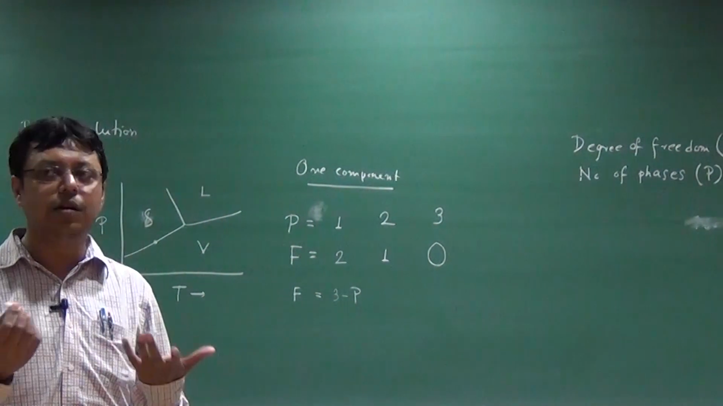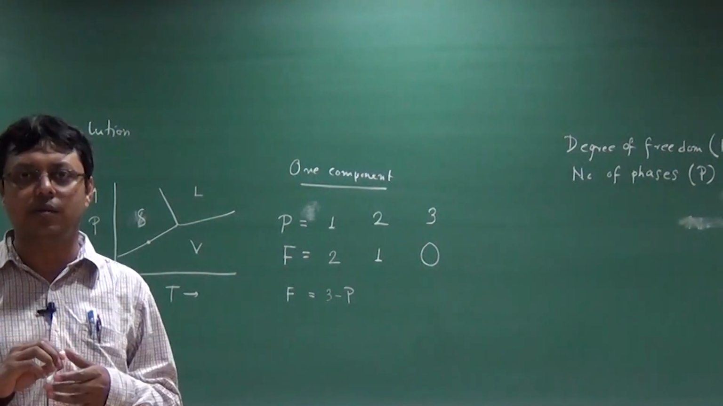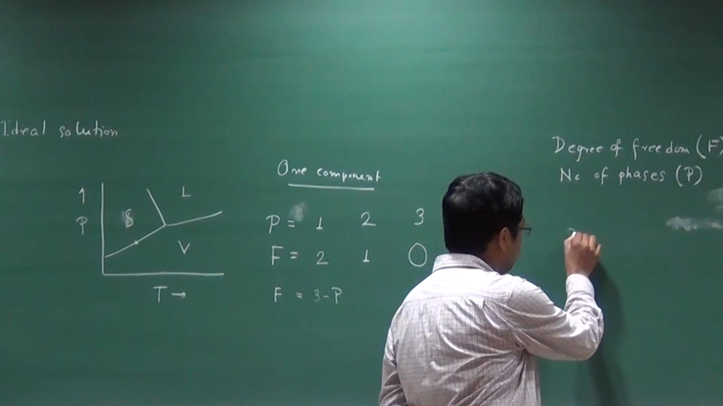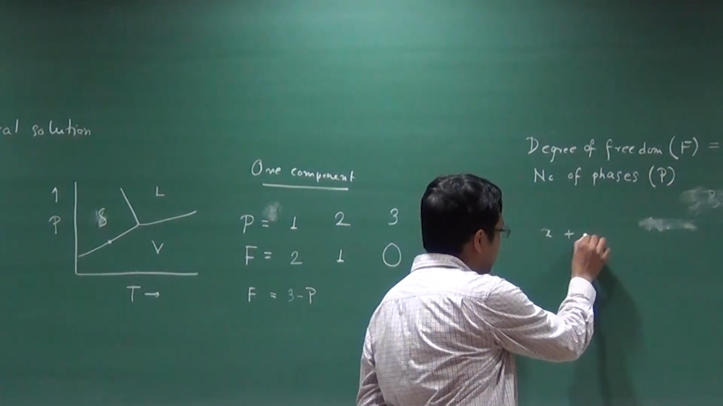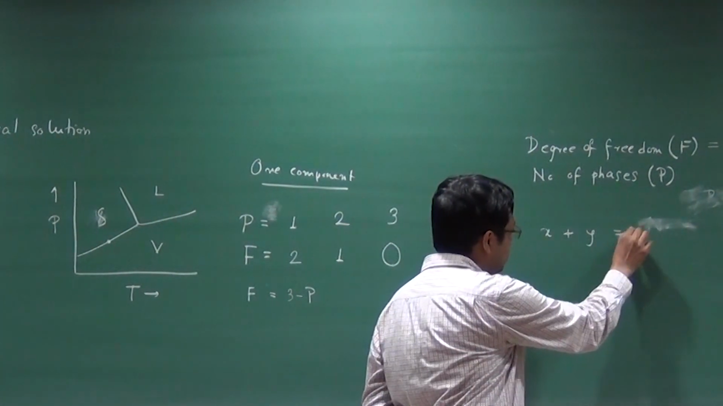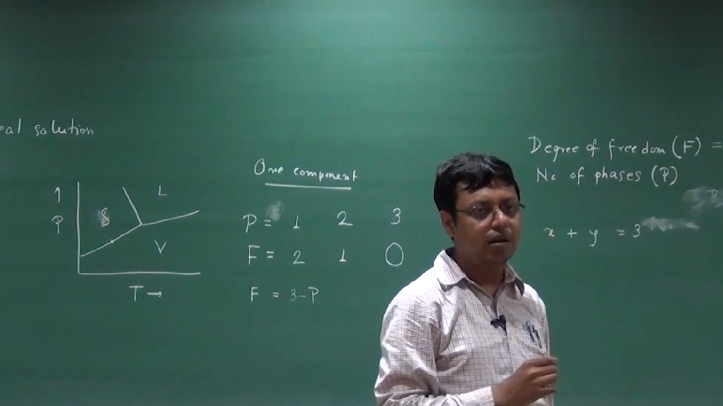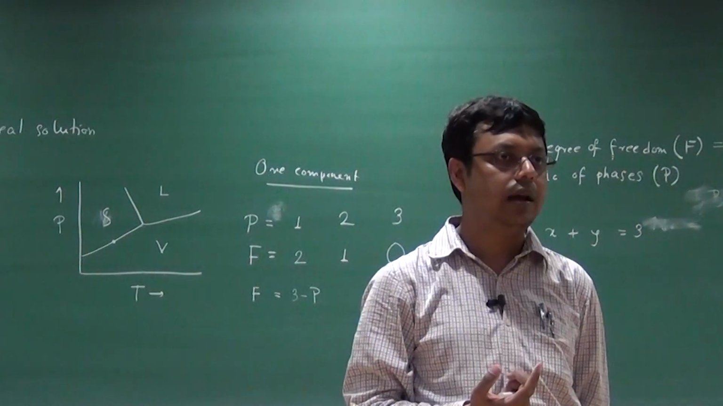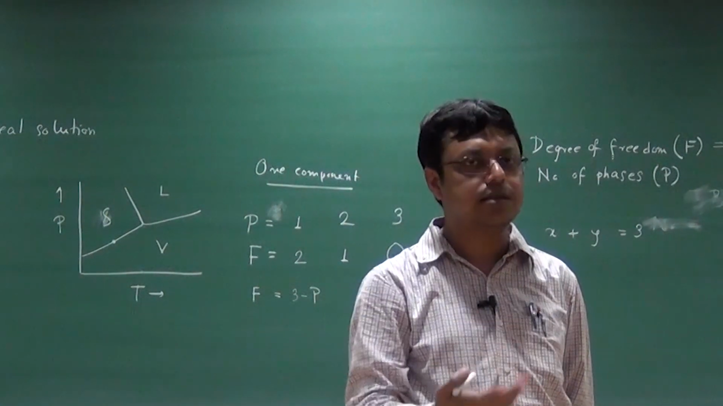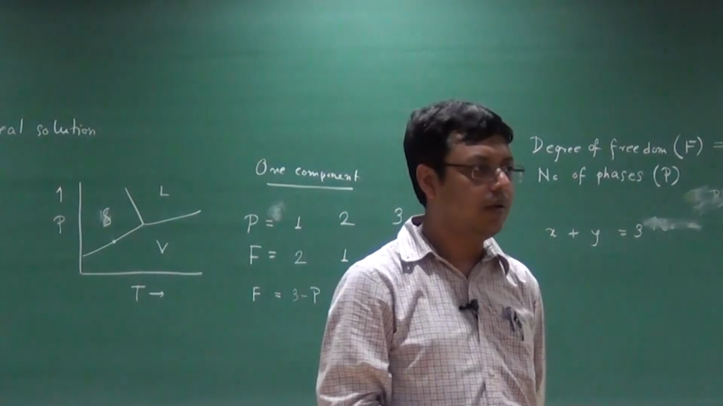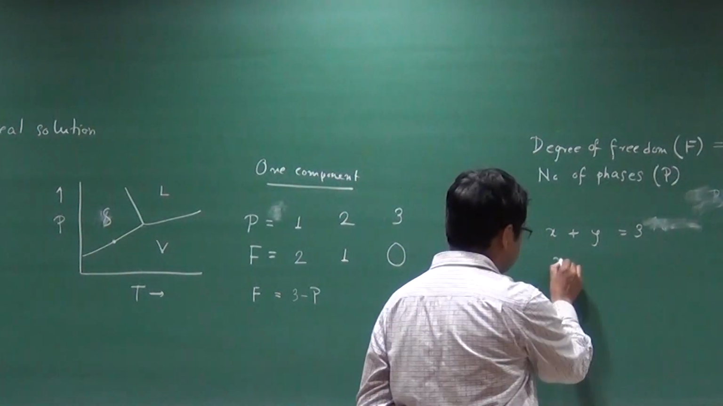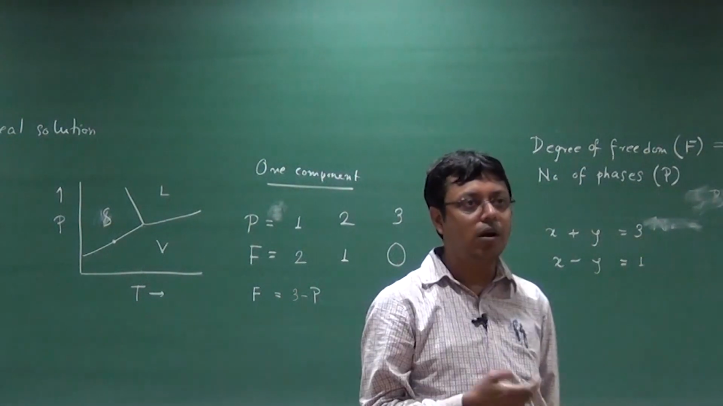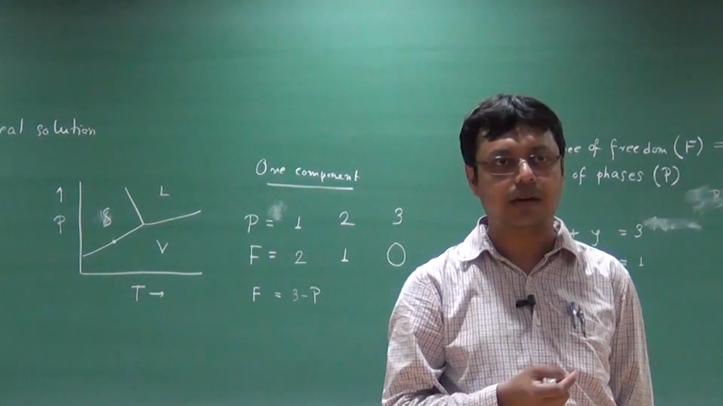Degree of freedom means how many independent variables you have, right? Suppose I have 2 variables, x and y, and some equation, say x plus y equal to 3. Then how many independent variables do I have? 1, right? Because if I just vary y, x is already fixed, or I can do it the other way. But if I had 2 equations for 2 unknowns, then I have a unique solution for x and y.